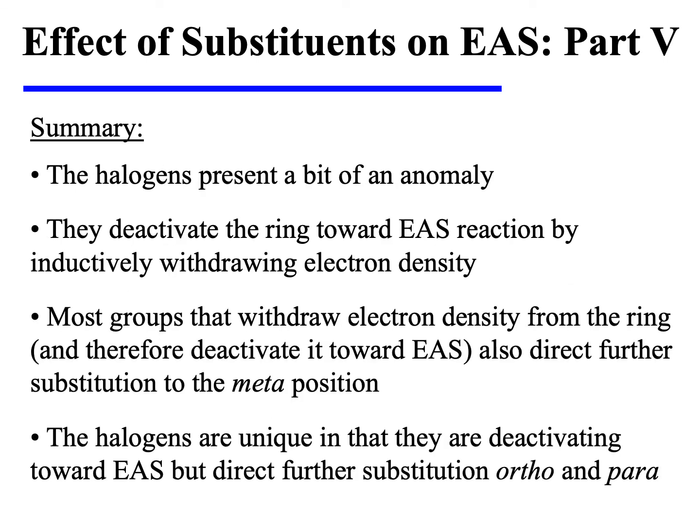To recap, the halogens present a bit of an anomaly. They deactivate the ring toward EAS by inductively withdrawing electron density. Most groups that withdraw electron density from the ring and therefore deactivate it toward EAS also direct further substitution to the meta position. The halogens, though, are unique in that they are deactivating toward EAS but direct further substitution ortho and para.